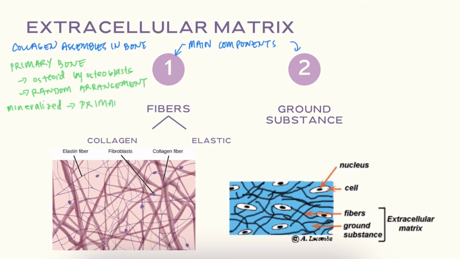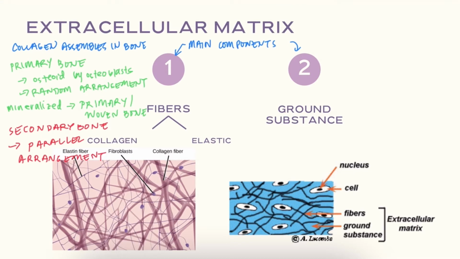Next, we have a secondary bone. So primary bone is eventually removed entirely or replaced with secondary or lamellar bone, in which the collagen fibers are arranged in layers with all fibers in a parallel arrangement. Woven bone is more quickly assembled, but lamellar bone with its plywood-like structure is actually stronger.